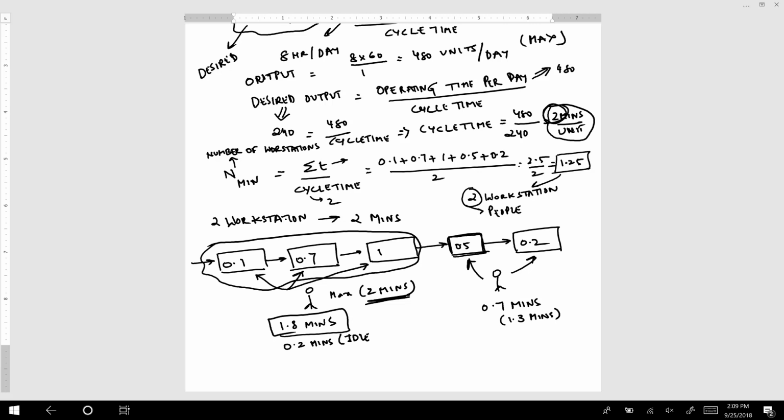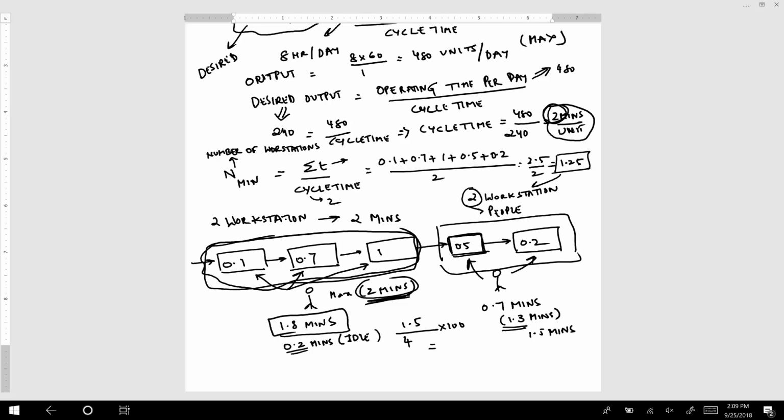So the entire system, the idle time would be 0.2 plus 1.3, that is 1.5 minutes the system is idle. So out of 2 minutes for this workstation, and this workstation, each should take 2 minutes. So out of 4 minutes, 1.5 is idle, so when you multiply it by 100 it will give you around 37.5%. That's our percentage idle time.